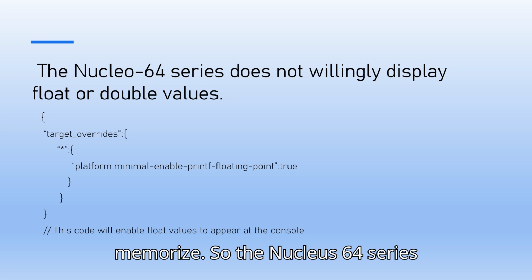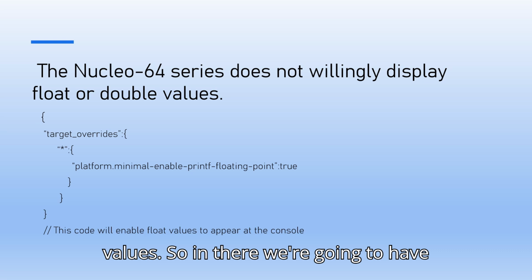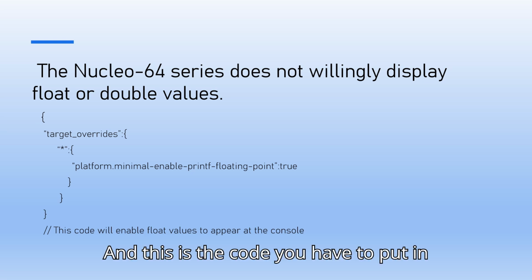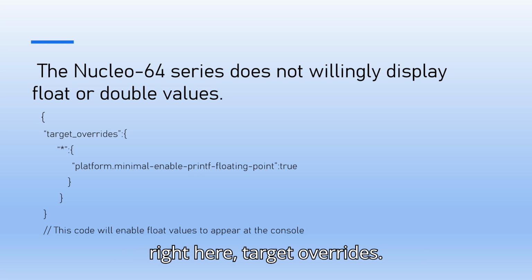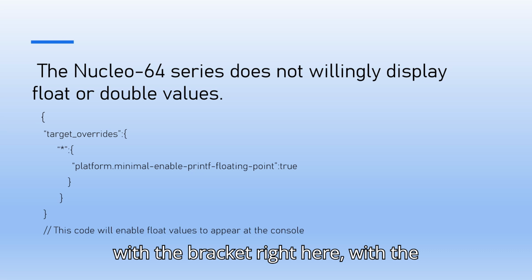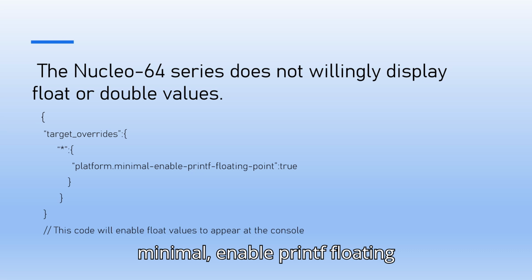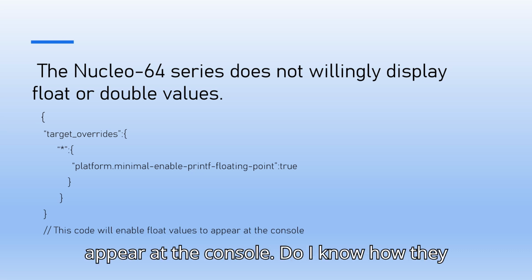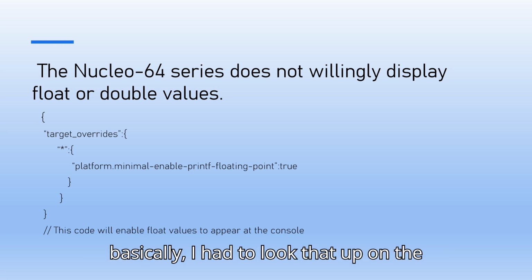The Nucleus 64 series does not willingly display floats or values. So we're going to have to create a .json file, and this is the code you have to put in exactly. You put this bracket right here, target overrides with the bracket right here, with the star right here, platform minimal, enable printf floating value. This code will enable the float to appear at the console. Do I know how they got that? I have no idea. I had to look that up on the internet.